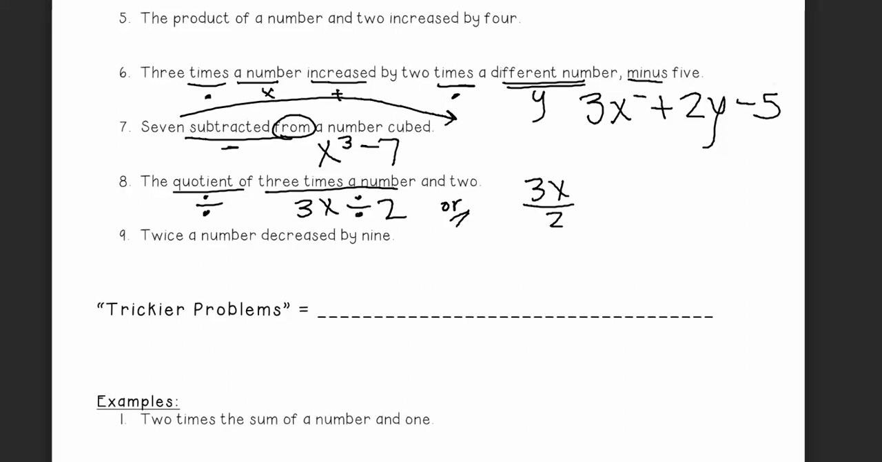Twice a number decreased by 9. So twice is 2 times. Decreased means minus. So 2a minus 9.